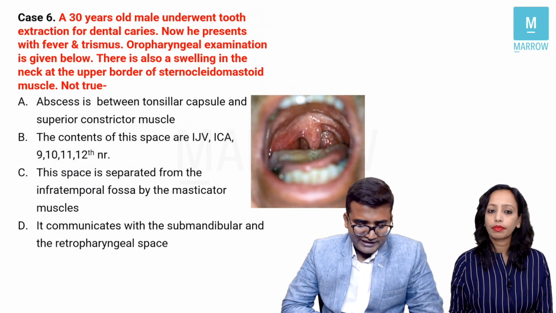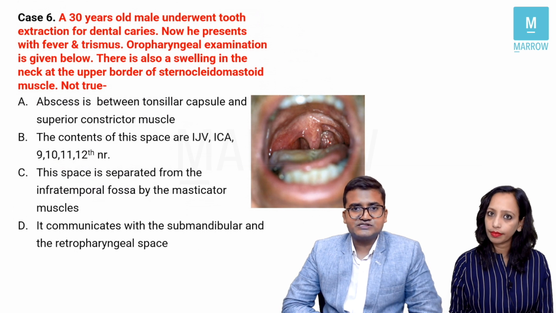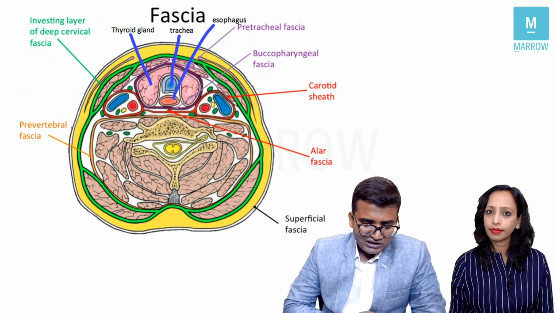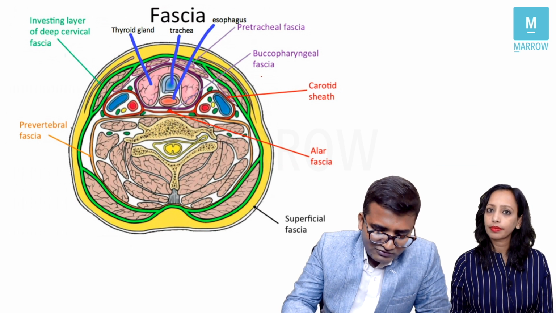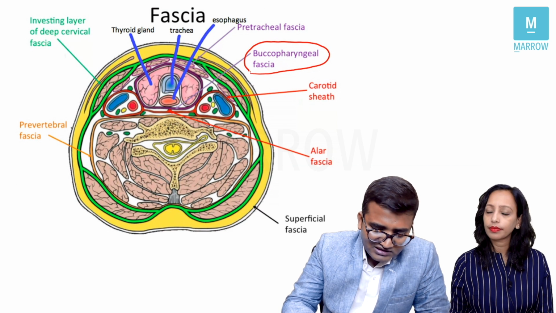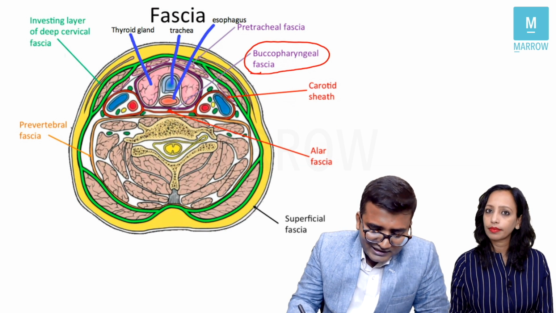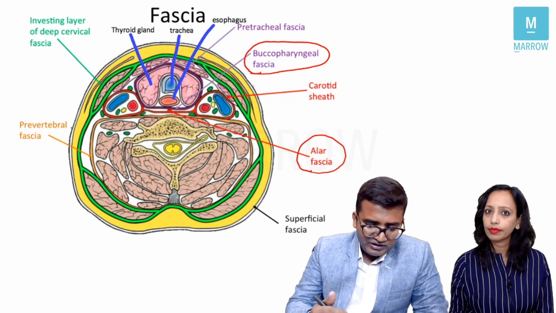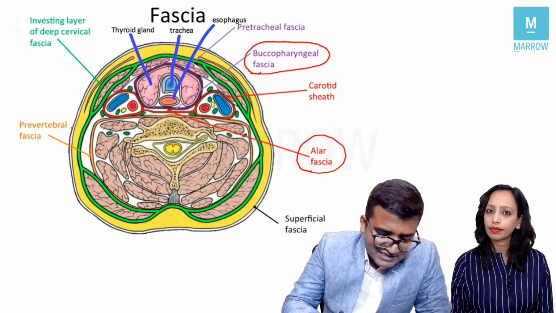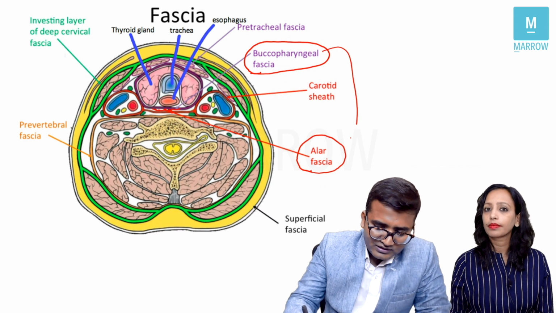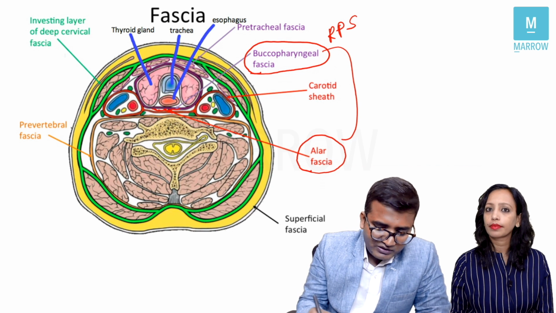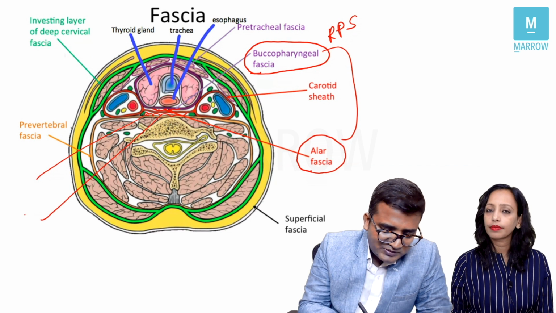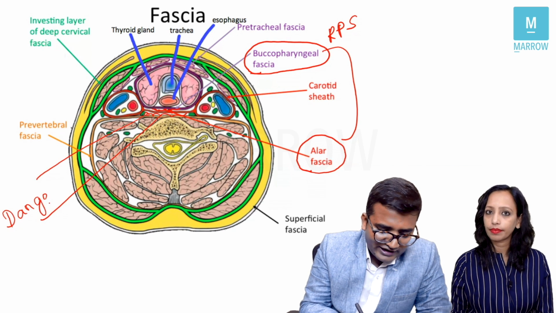Option D, it communicates with the submandibular and the retropharyngeal space. See the diagram. Now this is the cut section of neck we are seeing here. Now this is the buccopharyngeal fascia, that is the part of the middle layer of deep cervical fascia, and behind that alar fascia you are seeing there. That is a part of the posterior part of deep cervical fascia. Now between these two we have a space, and that is called as retropharyngeal space, this one. Right? Now behind the alar fascia, between the alar fascia and the prevertebral fascia, we have this space, and that space is called as danger area of neck.